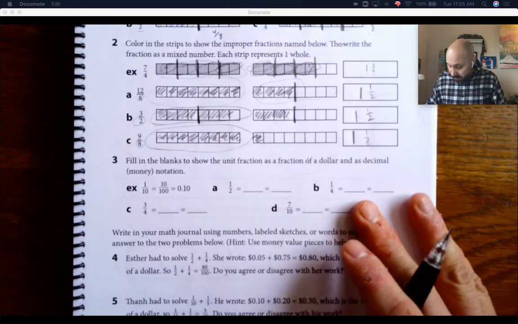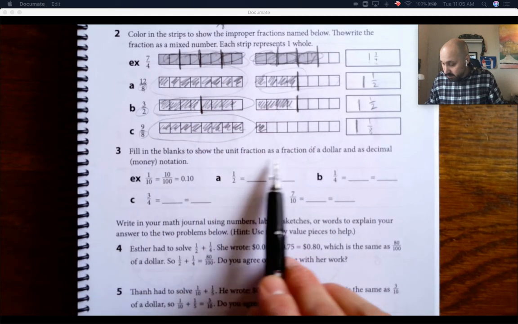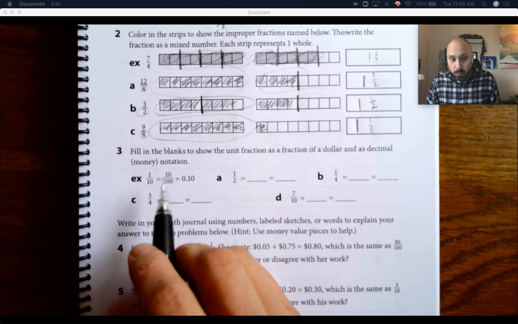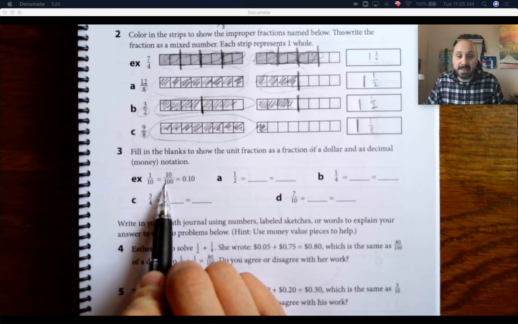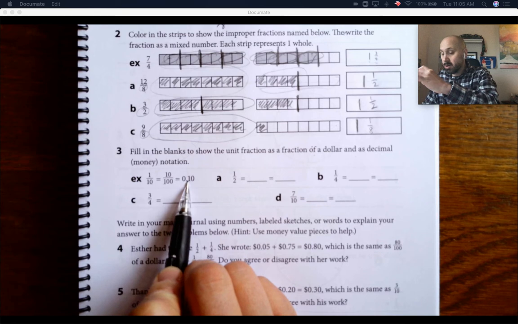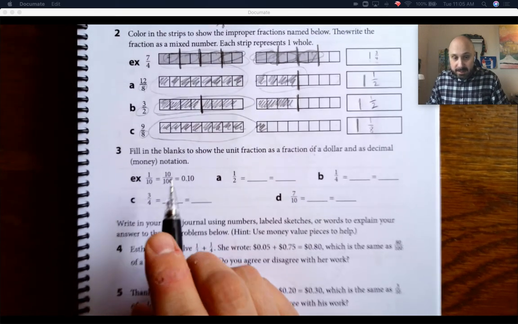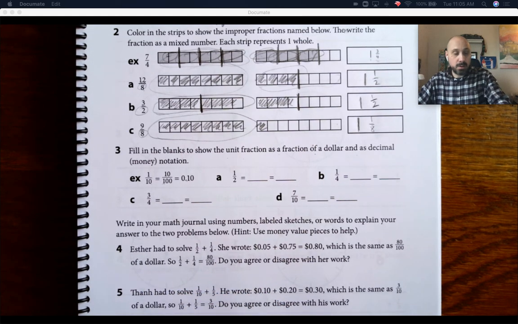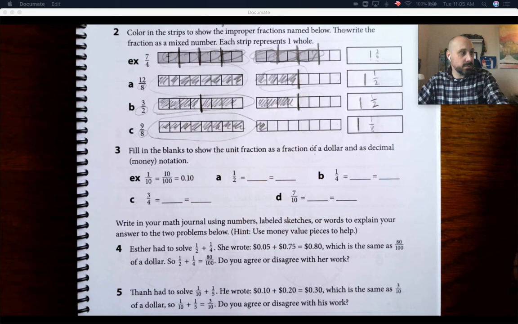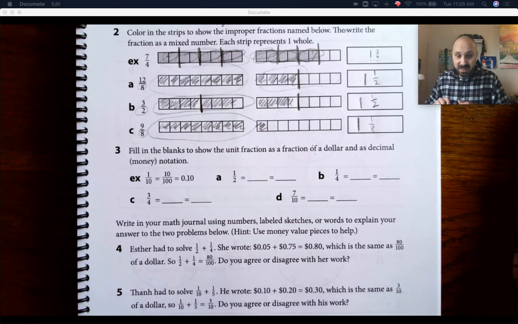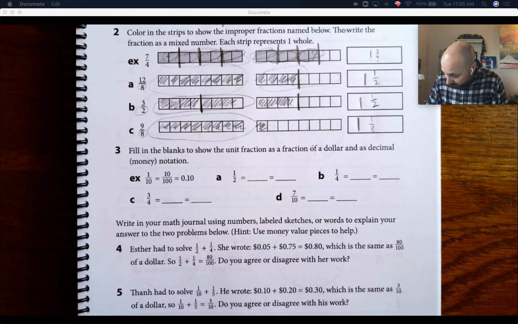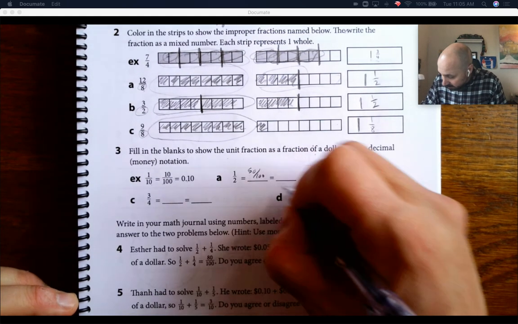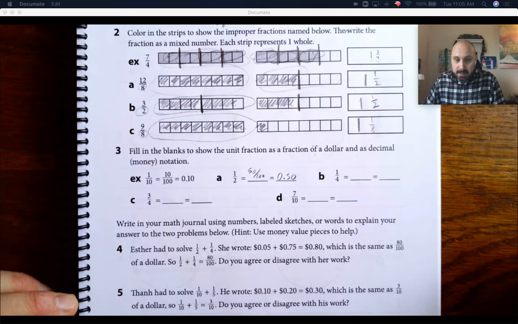Okay, let's keep moving. Fill in the blanks to show the unit fraction as a fraction of a dollar and as a decimal or money notation. Example, 1/10 is equivalent to 10 hundredths or 10 cents. Okay, so 1/2 is equivalent to 50 cents, right? So we're going to write that as 50 hundredths, which is the same as 50 cents.